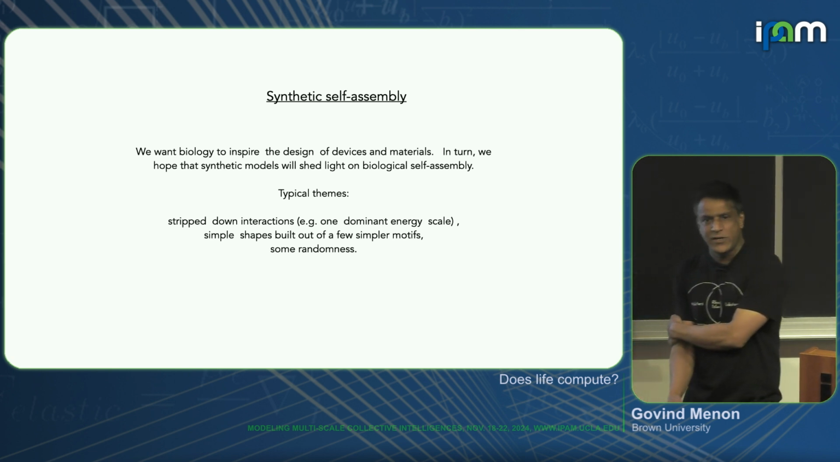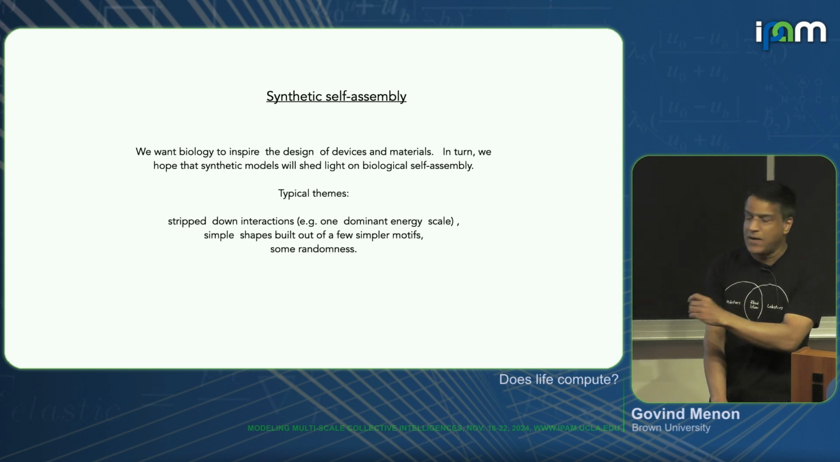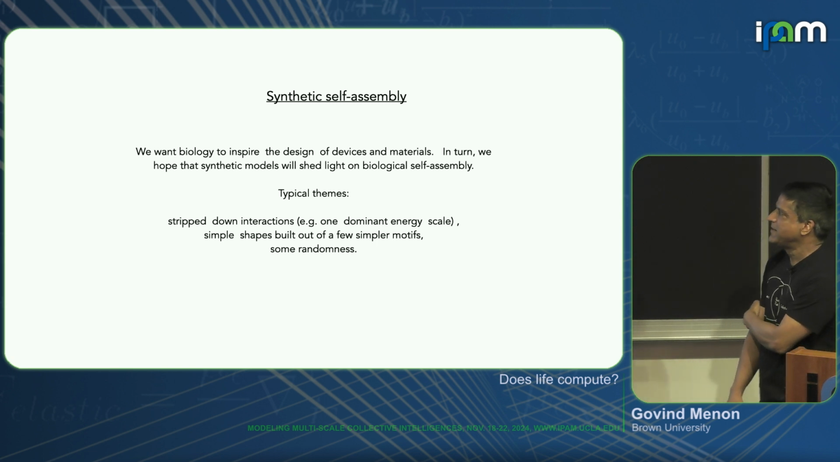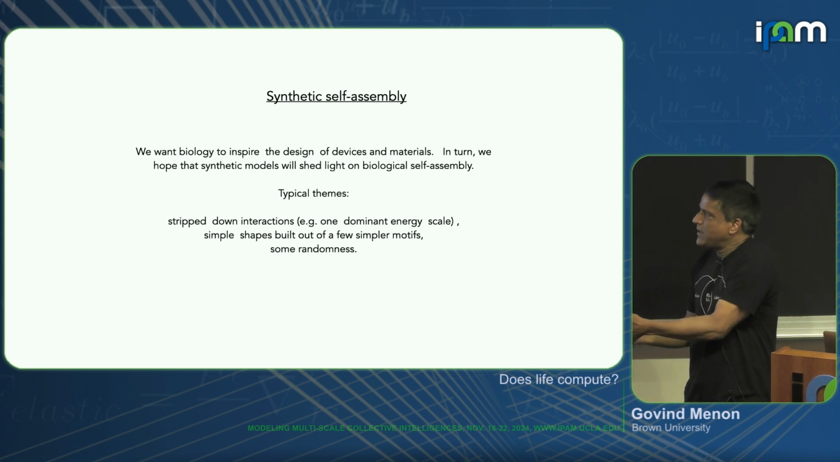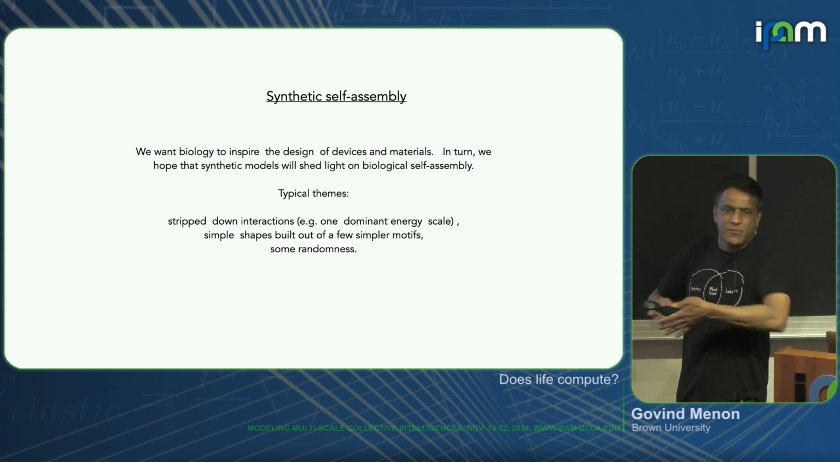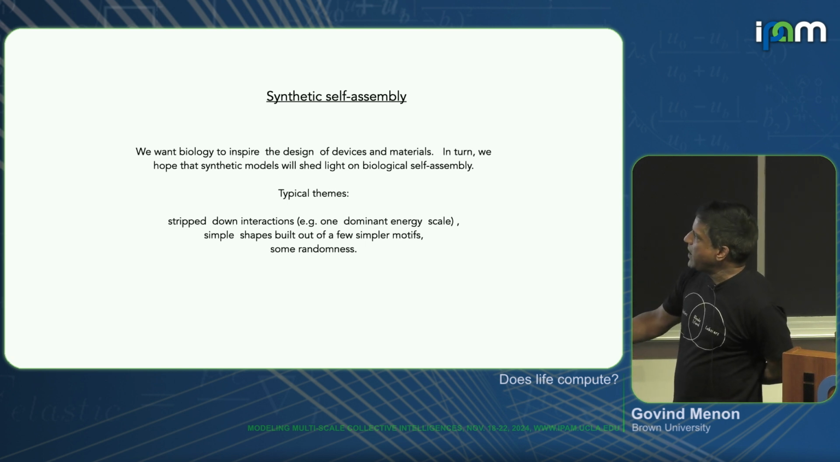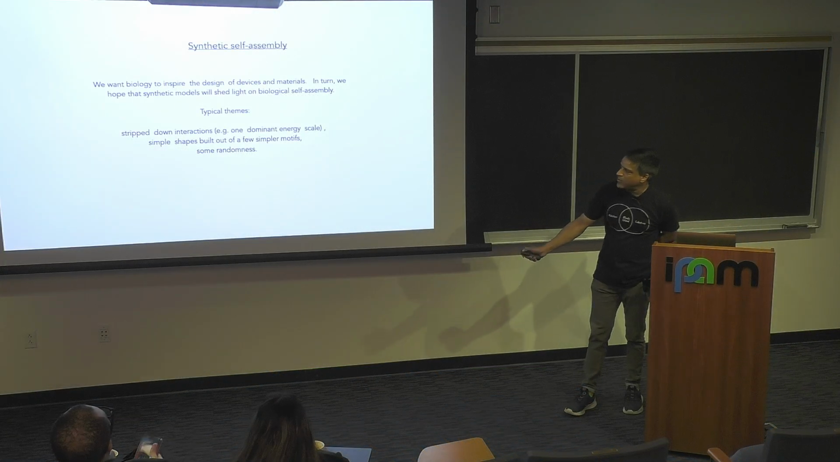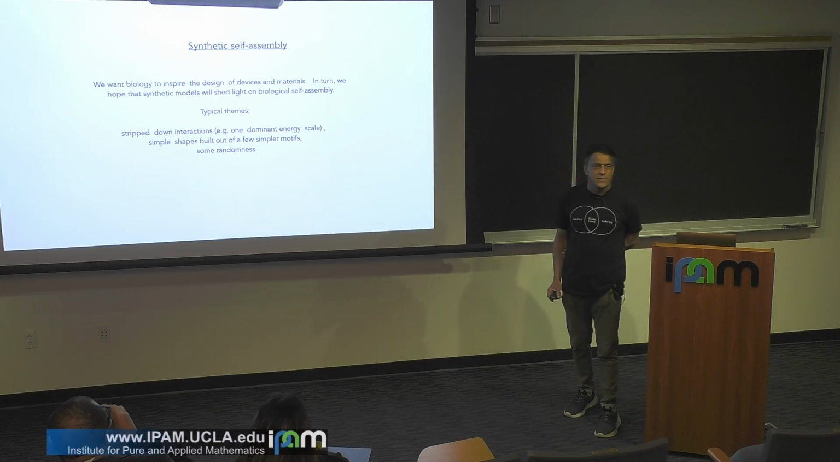The work that I was doing is actually on synthetic self-assembly. So what you really want to do is you want biology to inspire the design of devices and materials on very, very small scales. Biology has solved incredibly hard physics problems on scales that are absolutely fascinating. And so, in the study of models, of course, you hope that the study of these models will shed light back again on biological systems. So when you're building stuff, you want to abstract. You want to have some stripped down interactions. We're going to begin with simple shapes out of a few simple motifs, and then add in a little bit of randomness.